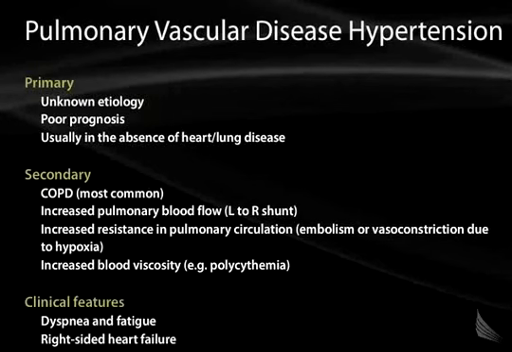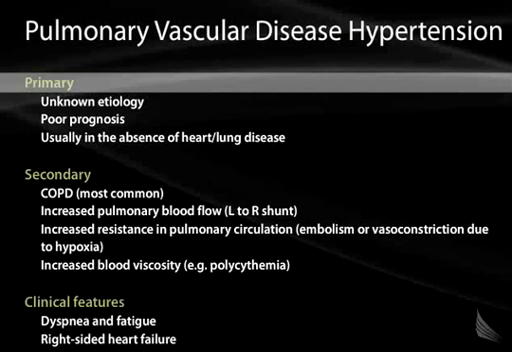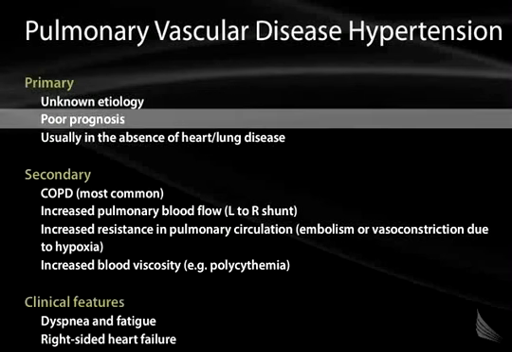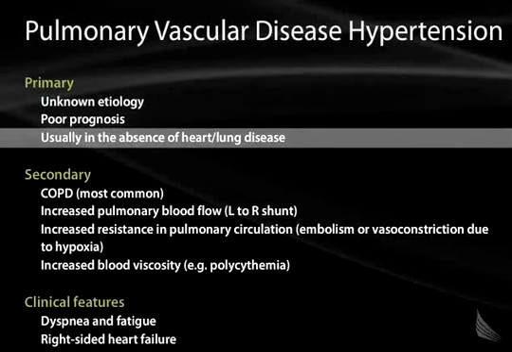Pulmonary vascular disease. Primary pulmonary hypertension has an unknown etiology with a very poor prognosis, usually in the absence of other heart and lung disease states. Now, there are more medications used for primary pulmonary hypertension, but it still has a very poor outcome.